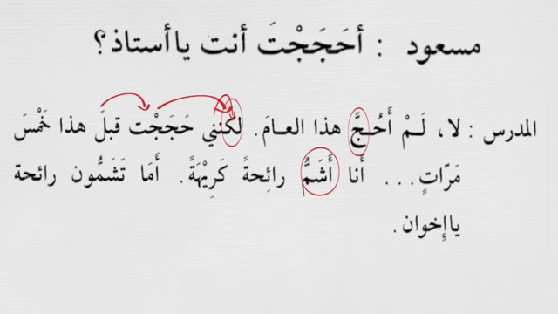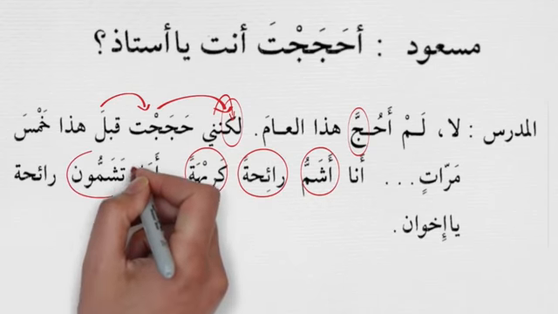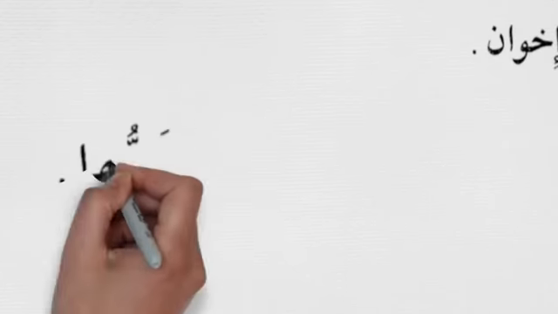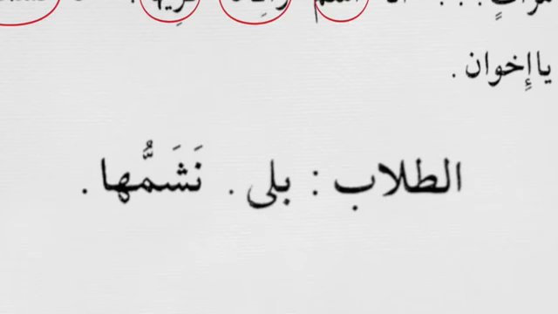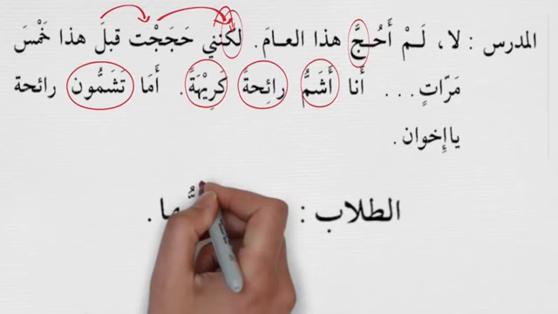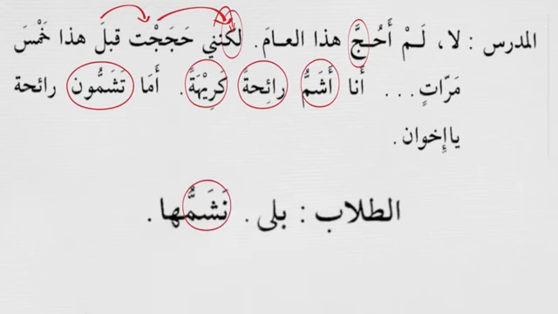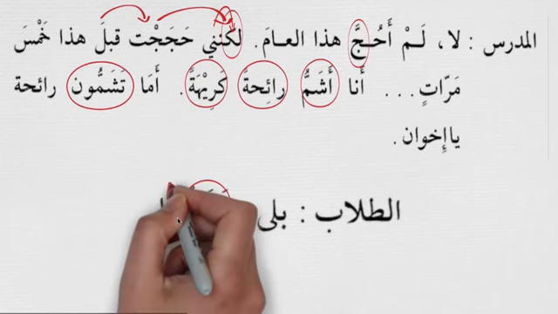So that's the fa'al shamma, which is shamima. Ra'ihatan is the maf'ulun bih, karihatan is not. And again, the shammuna is the fa'al. So the students say, bala nashammuha. Nashammu means we smell, we are smelling it. Why is it ha? Because obviously it's ta marbuta, it's feminine. So it's nashammuha, we are smelling it.